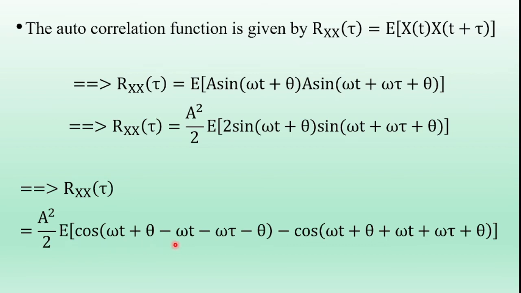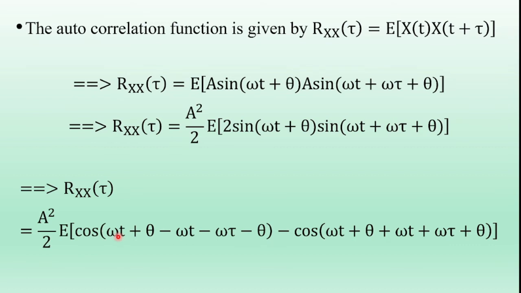Omega t plus theta minus, multiplying the minus within the bracket term, minus omega t minus omega tau minus theta, minus cos of A plus B, cos of omega t plus theta plus omega t plus omega tau plus theta. Now here minus theta plus theta is cancelled, minus omega tau plus omega tau is cancelled, and the first term is cos of minus omega tau.